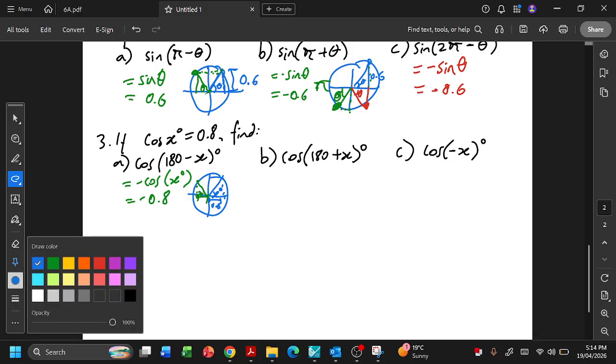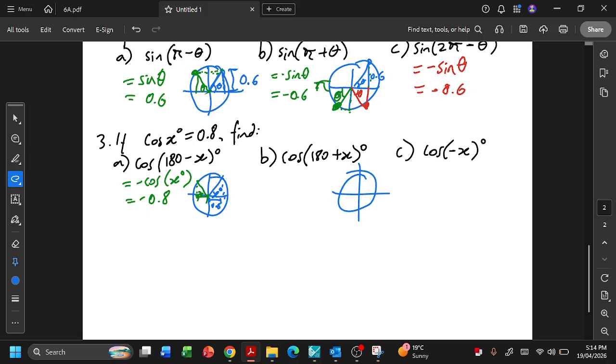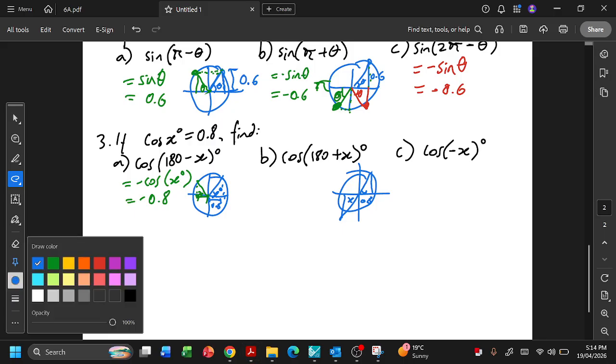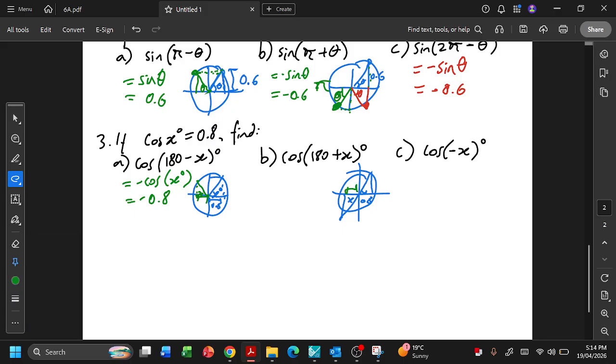Next example, let's quickly draw it before my battery runs out and the computer dies. This is 180 plus theta. So again, we know that this one over here is 0.8, that's x. 180 plus x is going to put us just over here, so that's x. We want to know the x coordinate of that point there. So what's that coordinate? What's that distance there? Again, that is the negative version of 0.8. So we can see, again, that's going to be negative cosine theta, which means this is equal to negative 0.8.